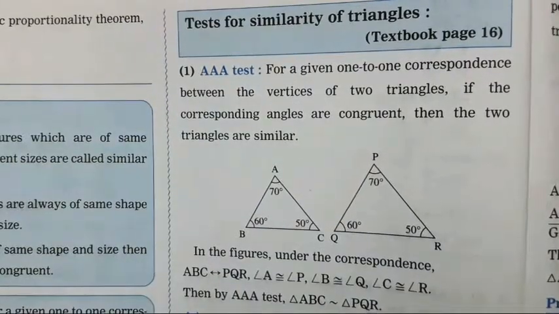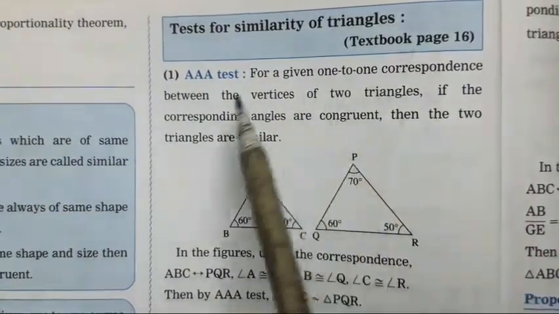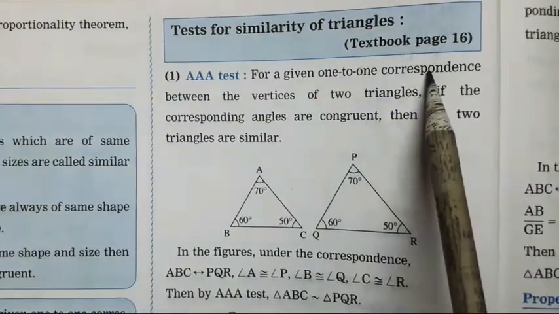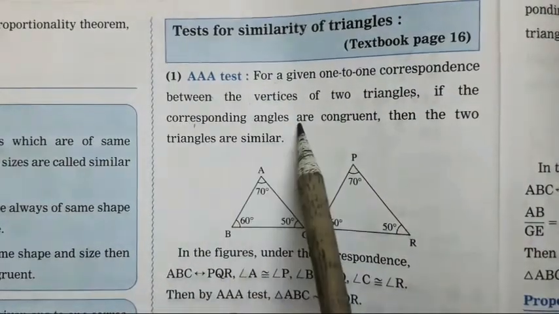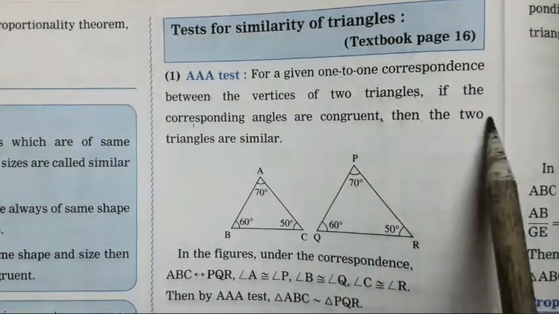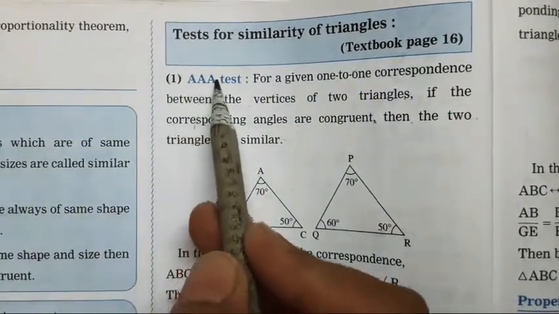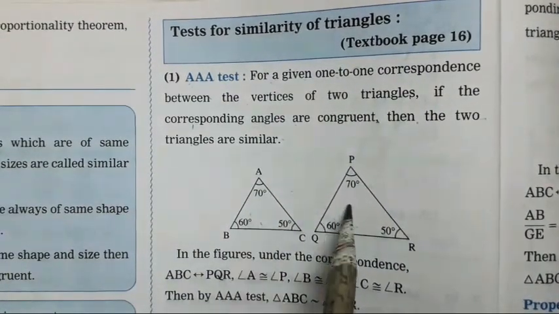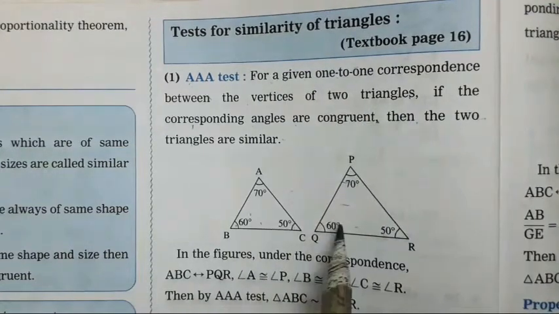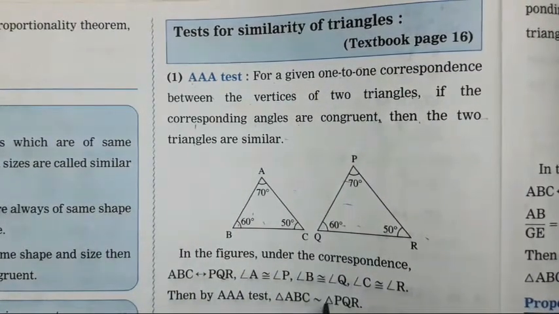Now as I said, the first test that we are going to study is the AAA test. Now what does that mean? For a given one-to-one correspondence between the vertices of two triangles, if the corresponding angles are congruent, then the two triangles are similar. So don't get confused. AAA test means angle, angle, angle test. It means all the three angles of the two triangles correspond. Corresponding means same to same. The angles should be in the same direction. So those angles of the triangles are said to be congruent and those triangles are said to be similar.